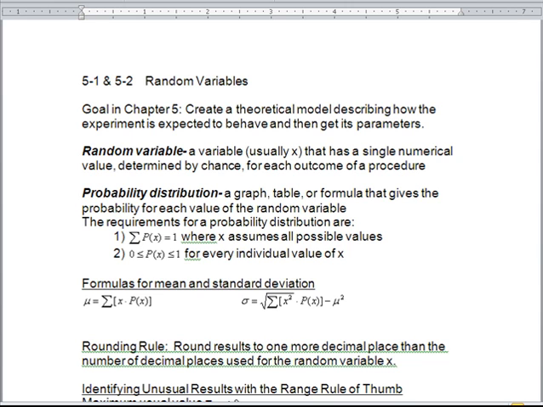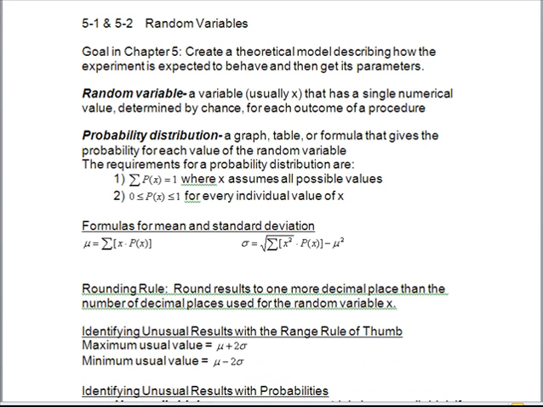A probability distribution is a graph, a table, or a formula that gives the probability for each value of the random variable. Requirements for a probability distribution are, get my pen working here.